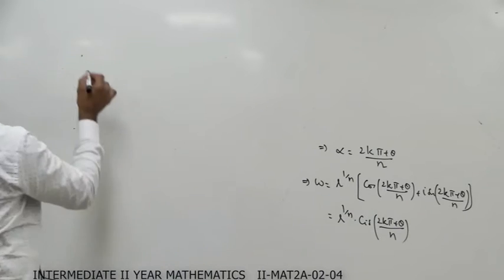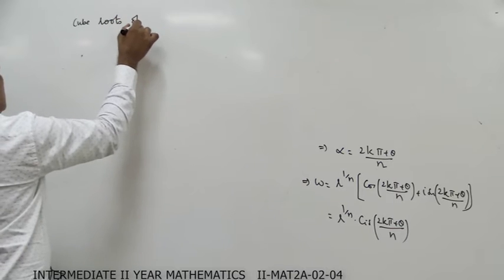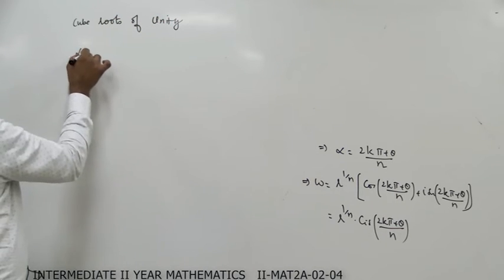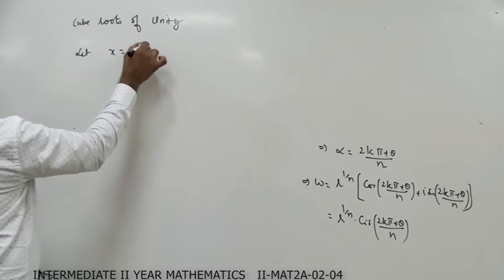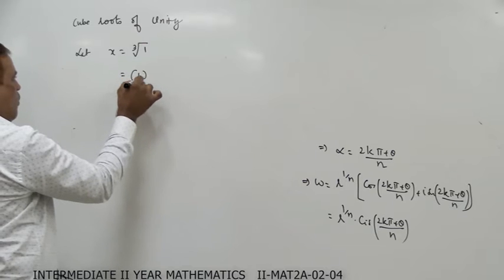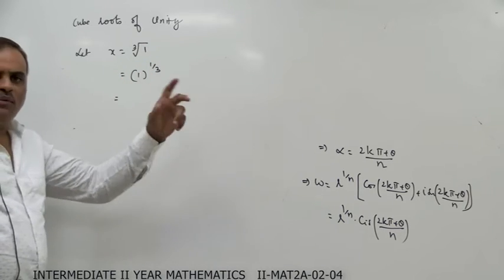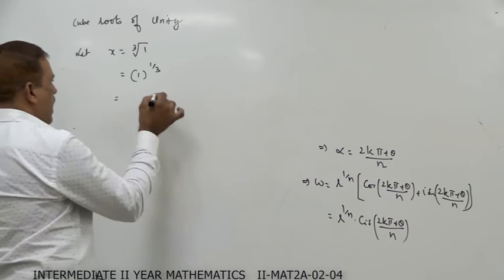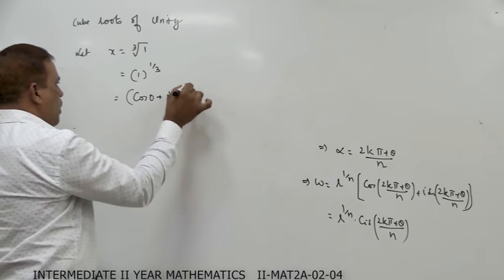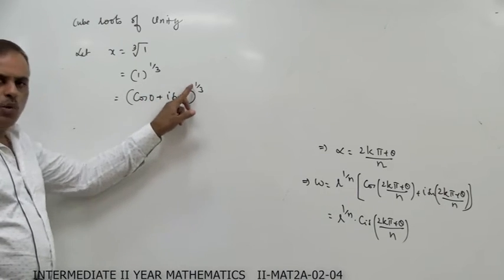Cube roots of unity. Let x be equal to cube root of 1. This is nothing but 1 power 1 by 3. 1 is nothing but (cos 0 plus i sin 0) whole power 1 by 3. Cos 0 is 1, sin 0 is 0.